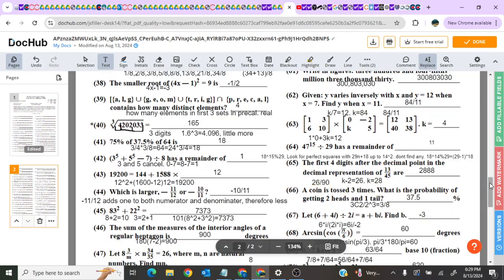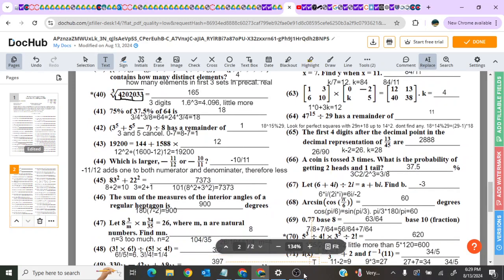66. A coin is tossed 3 times. What's the probability of getting 2 heads and 1 tail? Well, the probability of that happening, there are 3 ways you can do that. 3 combination 2. Definition of combination. So to do that, you'll get 3. For each coin flip, there are 2 possible combinations. So there are a total of 2 power to 3 or 8 ways it can go out. So 37.5 will be your answer. 3 over 8.